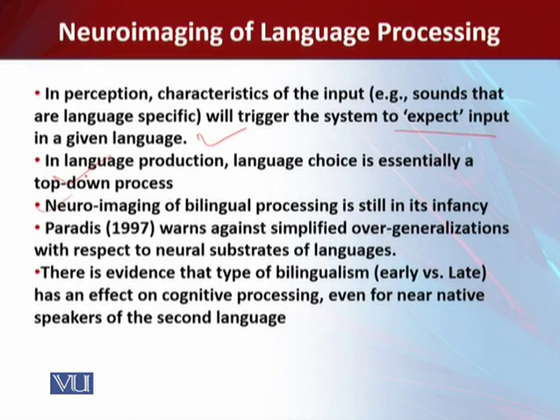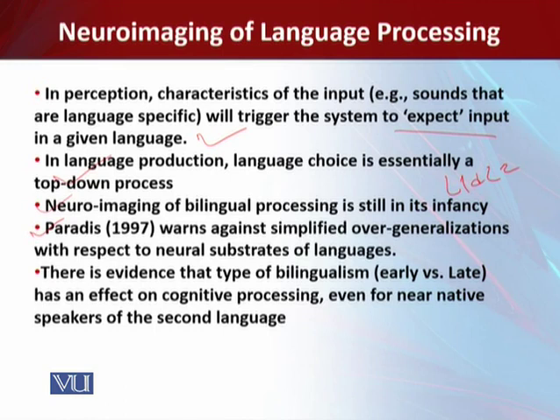And in this, while some studies report that the same areas of the brain are used to process L1 and L2, other studies report a dissociation of the areas used by the two languages. We have the study conducted by Paradis, who warns against simplified overgeneralization with respect to neural substrates of languages. He points out that differences in proficiency may lead to the use of different strategies, for example, pragmatic versus lexical, which have been shown to be located in different parts of the brain.